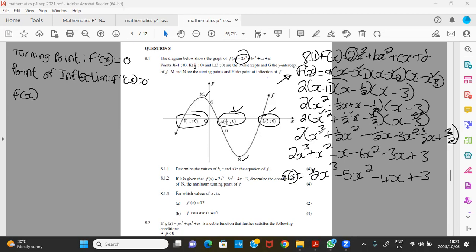So when you're here, you're not done because they said they want the values of B, C, and D. So you must mention them. Therefore, my value for B is negative 5, which is this guy. My value for C is negative 4. My value for D is 3. And now you are good. You have gotten those values, you're okay.